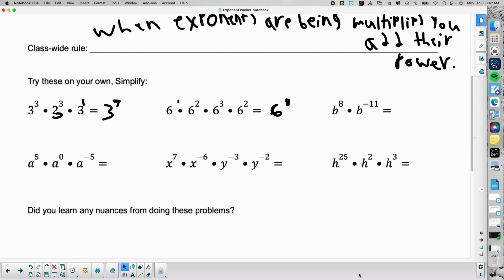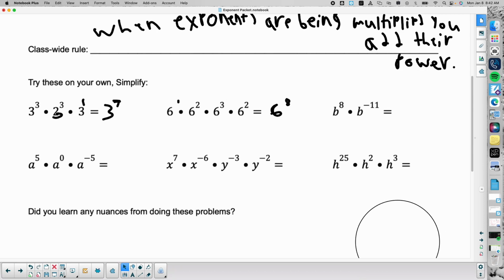What would we do on that problem? Add the x's together, and then add the y's together. Okay, so what would the final answer be? x^1, y^-5. That was an excellent explanation. So you basically do the x's together, and then the y's together, and then write their answers next to each other.